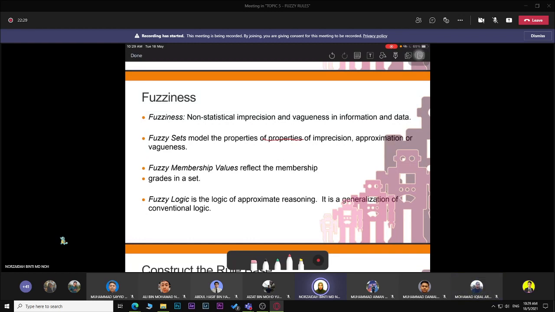Right? So and then kita ada fuzzy membership values. This reflect the membership grades. Membership grade ni degree of membership lah. Biasanya degree dia lah. Degree of membership and the values is always between 0 to 1. And then we have fuzzy logic. Fuzzy logic is the logic that we use to approximate reasoning. It is a generalization from conventional logic. So kita tak guna the conventional logic. Fuzzy logic is more on approximate reasoning in logic.